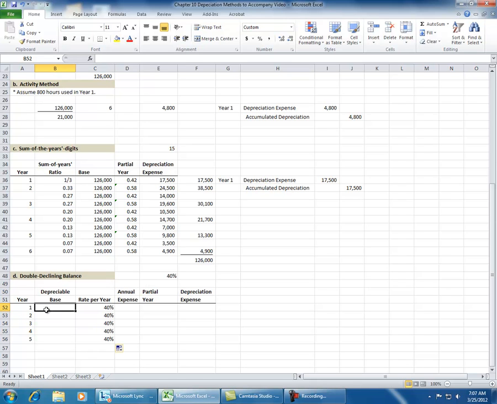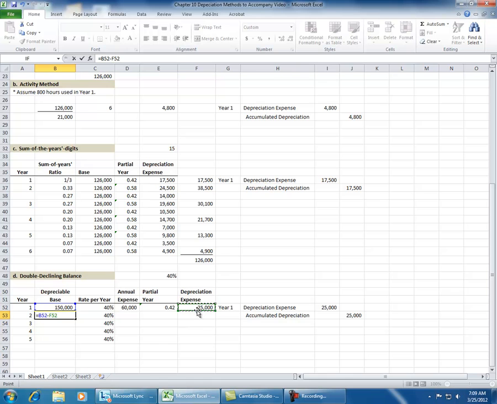Now our depreciable base for the double declining balance is different than the base that we've used in all of the other methods. Here we're going to use our carrying value. Originally our carrying value is our original cost, $150,000. So our annual expense is going to be our depreciable base multiplied by the rate. We'll end up at $60,000. We've got to adjust that for partial year, so the first year is going to be multiplied by 5 over 12.